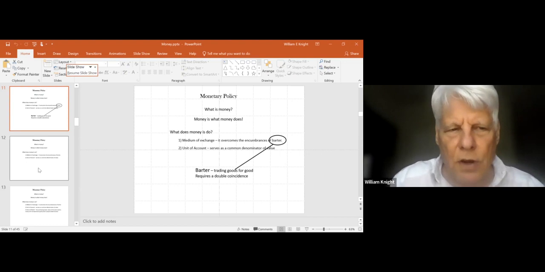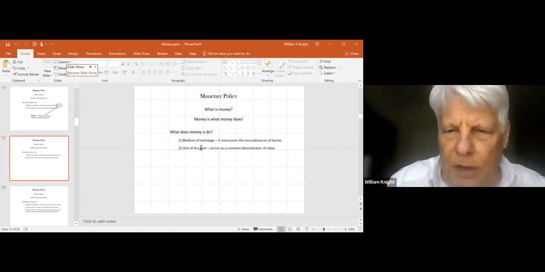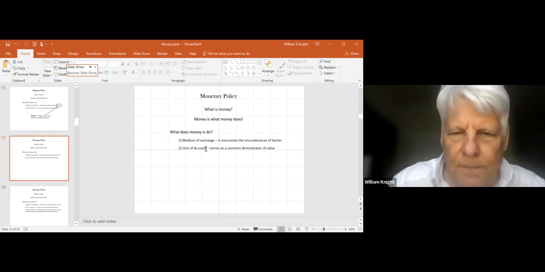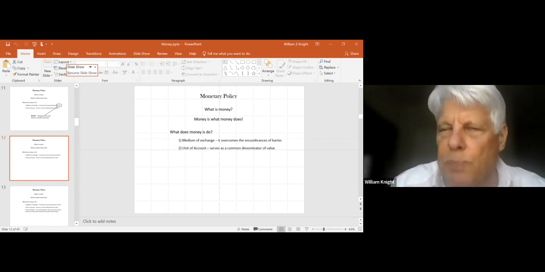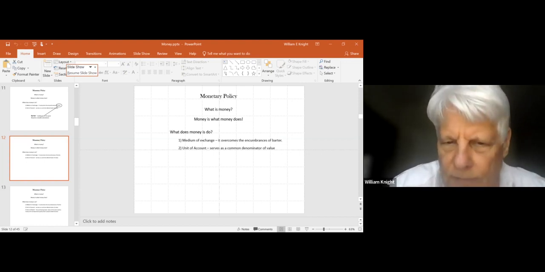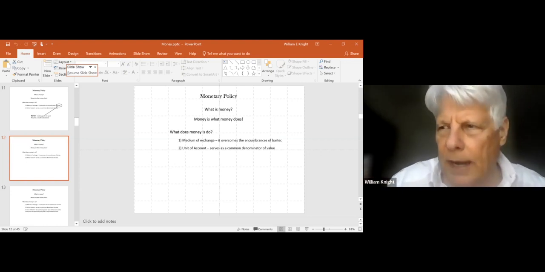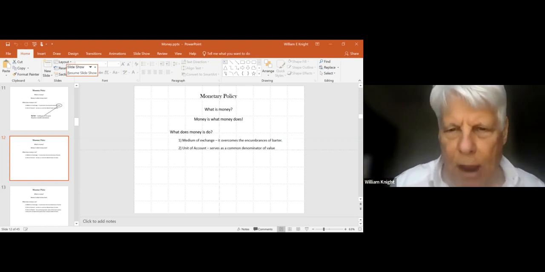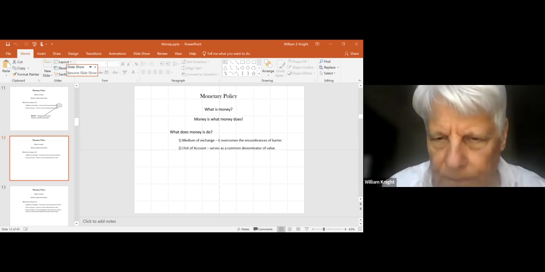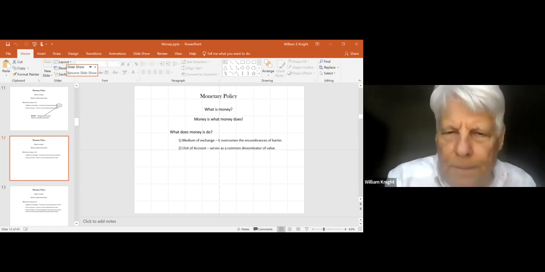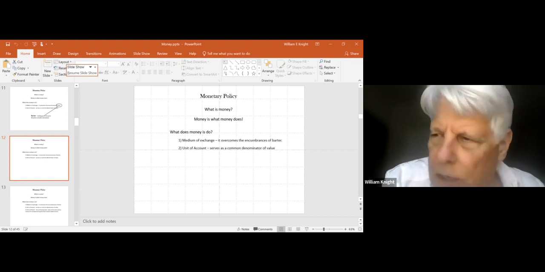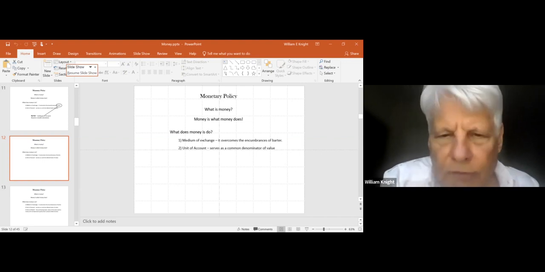Now, a second function of money, it must serve as a unit of account. What the heck does that mean? That means that you must be able to express prices in terms of money. So whatever we use as money, it must be countable, and it must also be easy to make change. For example, would a chair be a good unit of money?